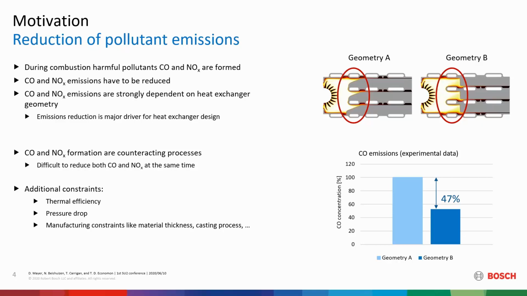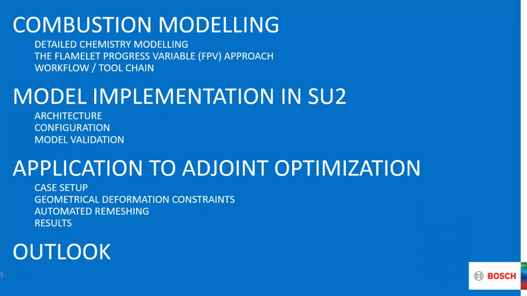And in the work that I show today, we do not look at all those manufacturing constraints, and we will just assume that we can build whatever we want to. In order to overcome these challenges, we think that adjoint optimization is a very powerful tool, and it will help us a lot in the research and development of these boilers.